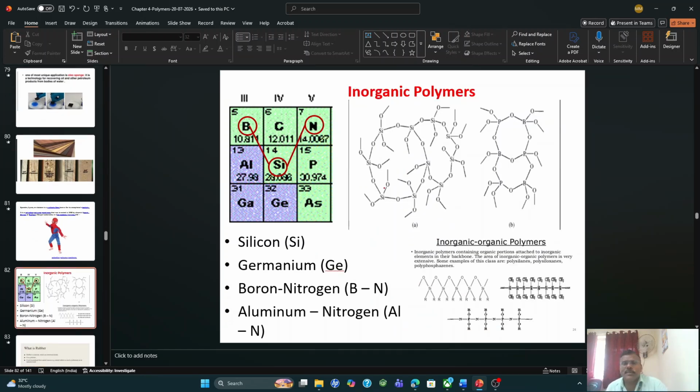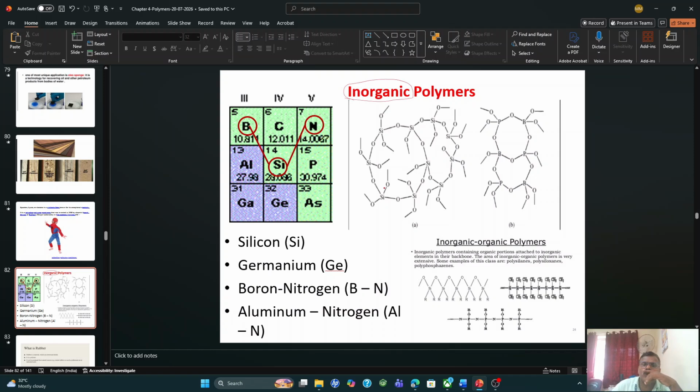And next one is inorganic polymers. From the name, you can easily understand inorganic polymers. Okay, so inorganic polymer means the polymers that have a metal ion. Okay, the best example is silicon.